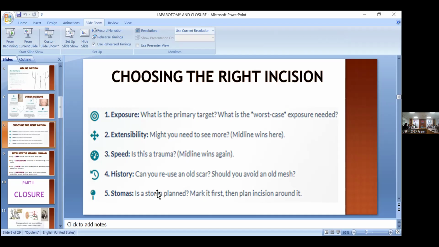If the patient has undergone any previous surgery and there's already a scar on the abdomen, we can reuse it, if our primary target organ lies within that reach. And if a stoma is planned, we can first mark the stoma and then probably plan the incision around it, though this may not be that important. The most important thing we need to take care of when making the incision is what our primary organ is and how much exposure we will get from that incision.